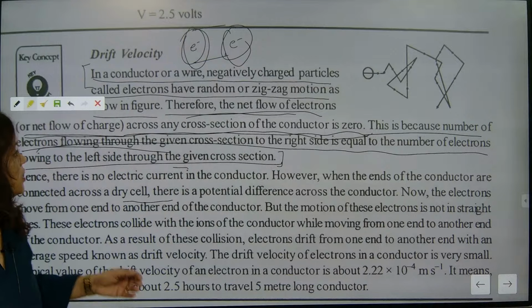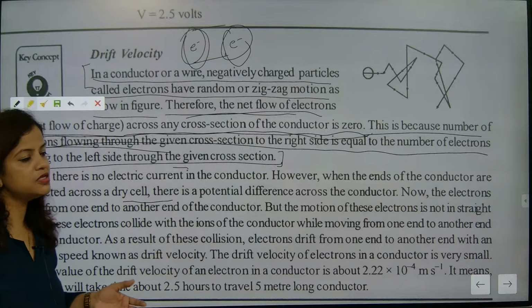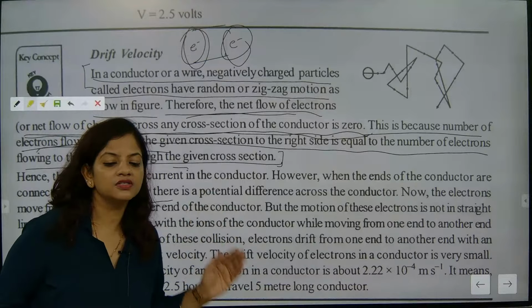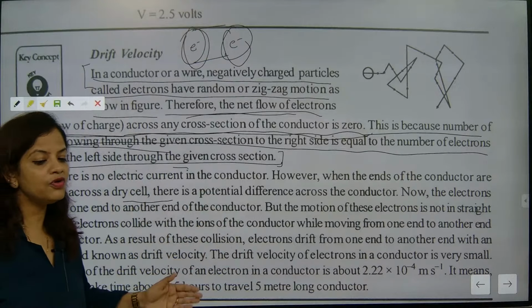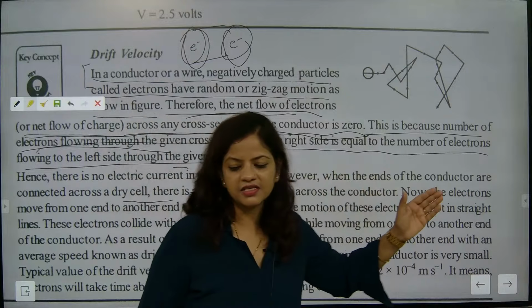Okay, so now look here. One most important thing is the cross section net flow becomes 0. So net flow is coming as how much, beta? Net flow is coming as 0.